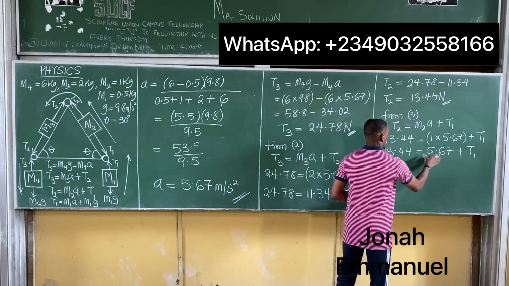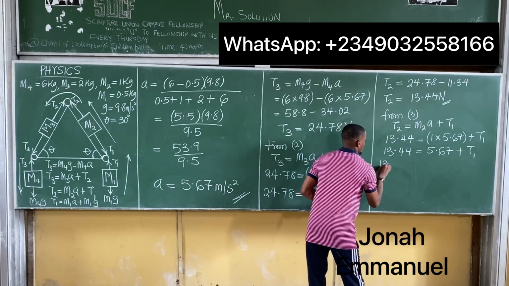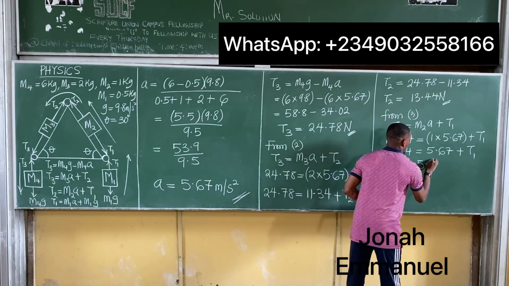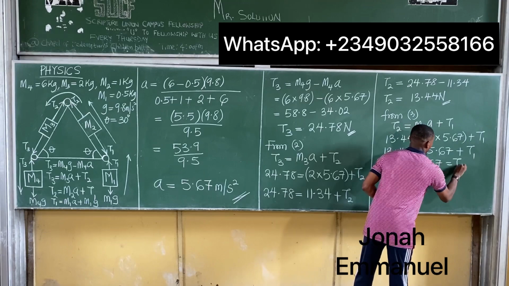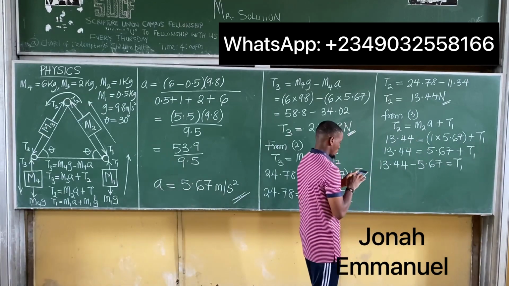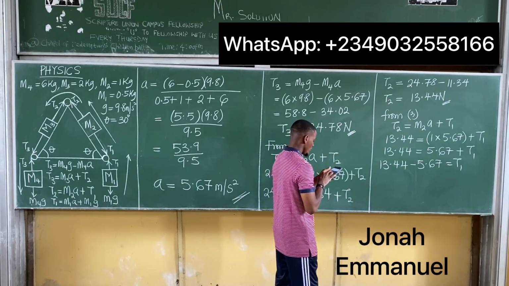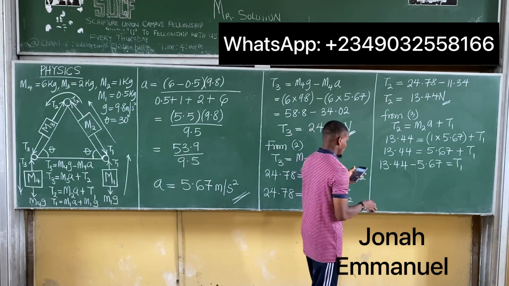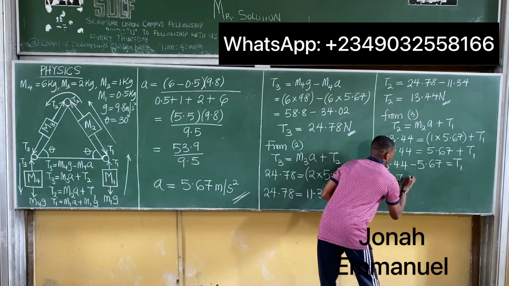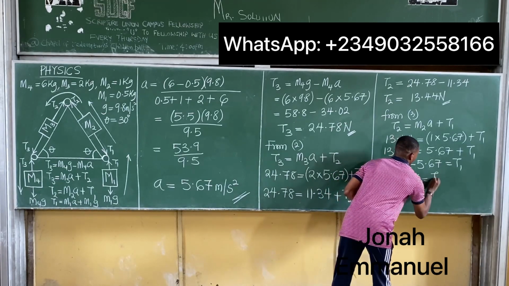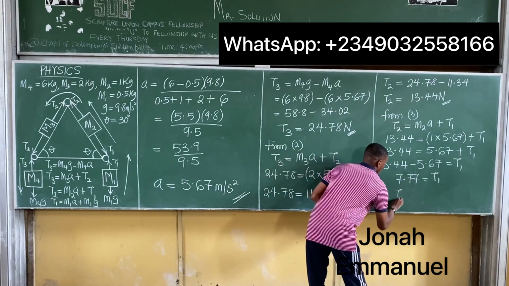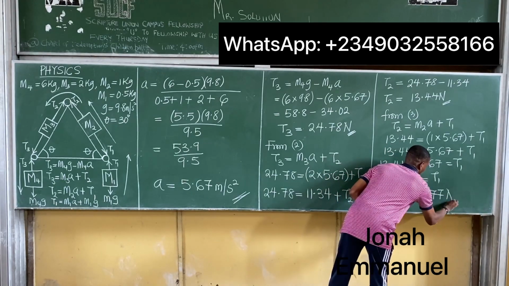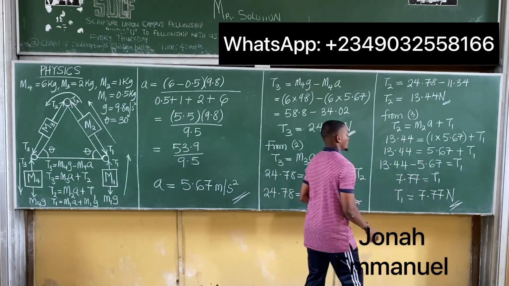I'll now move this one over here. I have 13.44 minus 5.67 is equal to T1. If I subtract this, I have 13.44 minus 5.67. That's about 7.77 is equal to T1. So we are saying that T1's value is equal to 7.77 Newton. So that's the value for T1.